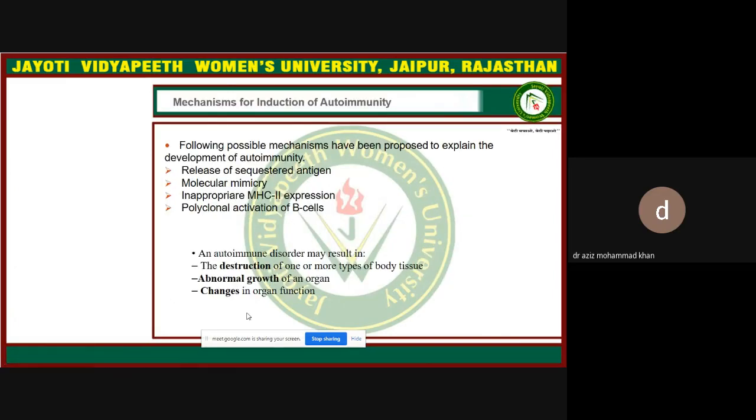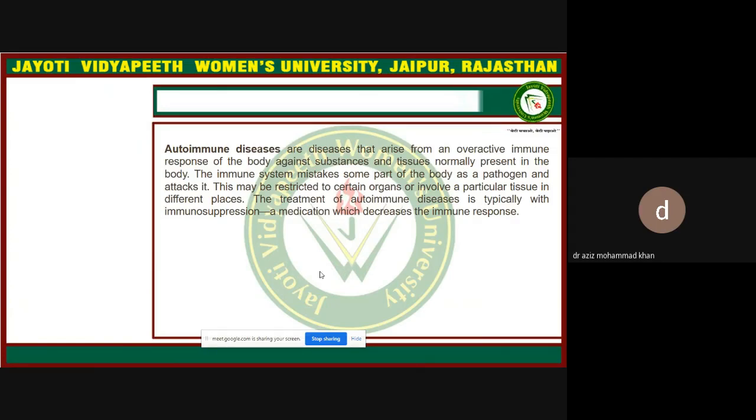Mechanism of induction of autoimmunity. What are the major mechanisms in the case of autoimmunity? Release of some sequestered antigens, molecular mimicry, meaning some unusual DNA sequence will arise, inappropriate MHC2 expression, and polyclonal activation of B cells. Autoimmune disorders may result in destruction of one or more types of body tissue, abnormal growth of an organ, and change in organ function. Now, what are the autoimmune diseases?